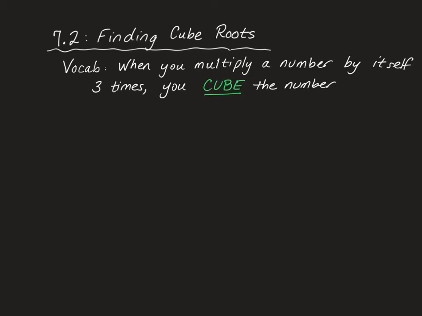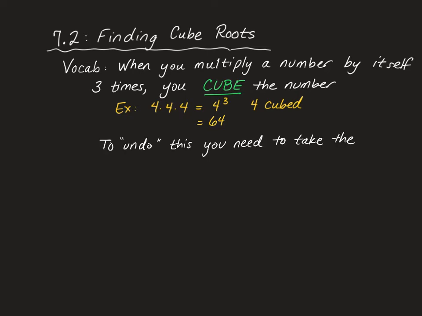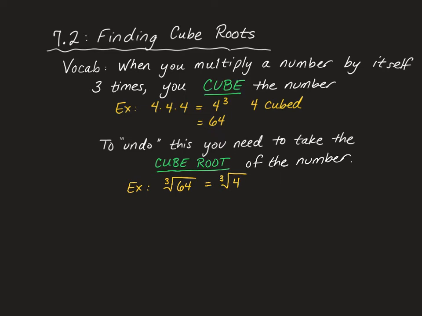First, some vocab. When you multiply a number by itself 3 times, you cube the number. For example, 4 times 4 times 4 equals 4 to the power of 3, which is also called 4 cubed. And 4 to the power of 3 is 64. To undo this, you need to take the cube root of the number. For example, the cube root of 64 is the same as the cube root of 4 to the power of 3. Now, this cube root and this third cancel out, and we are left with just 4.